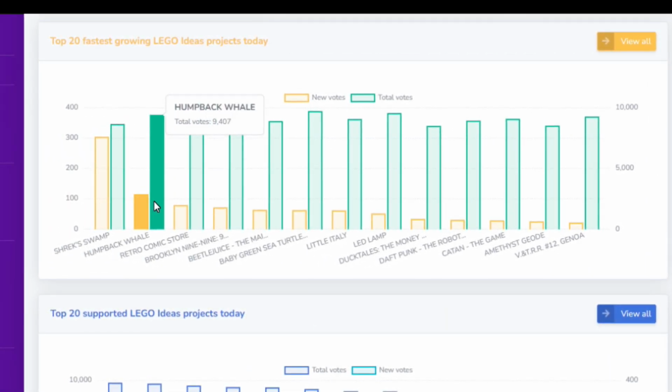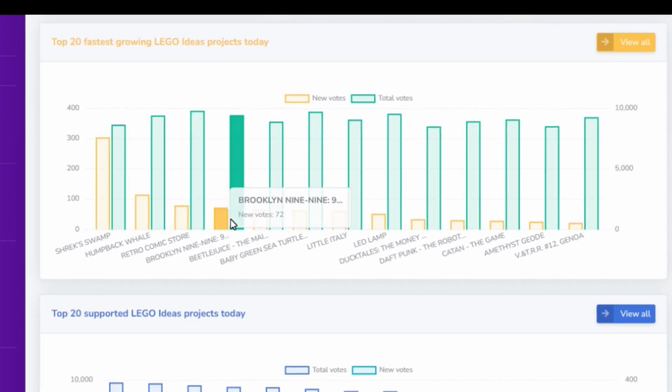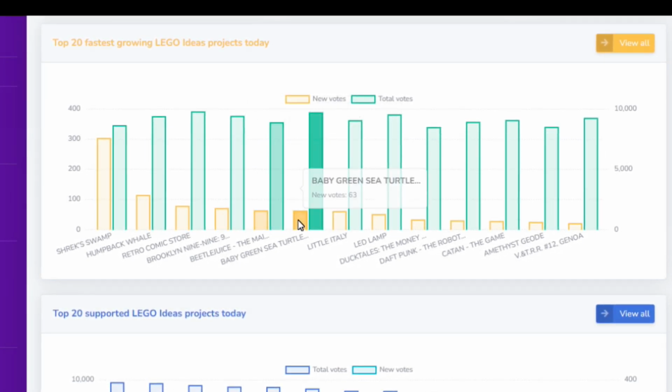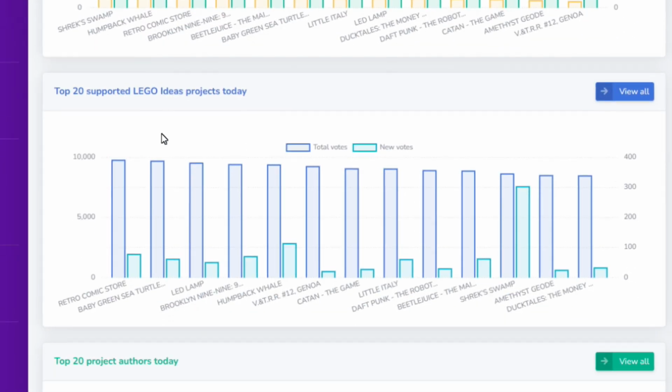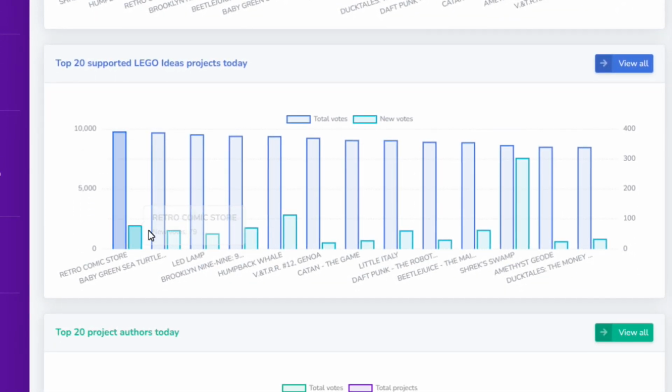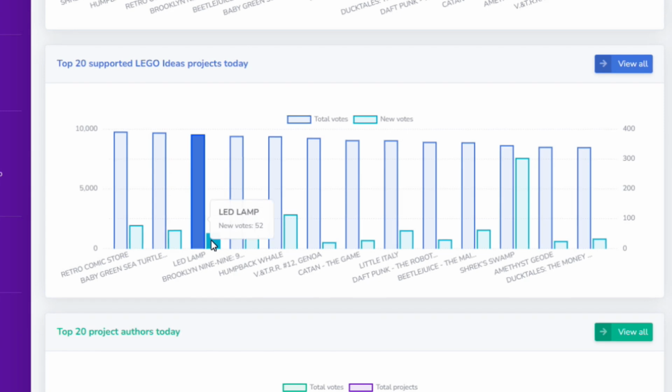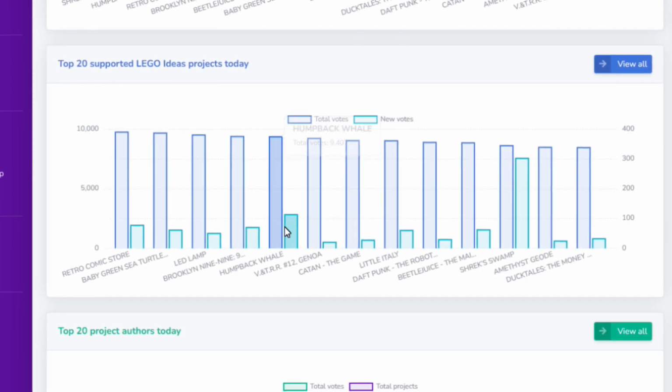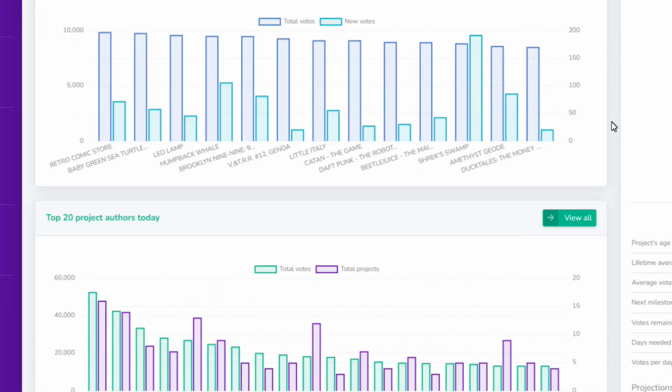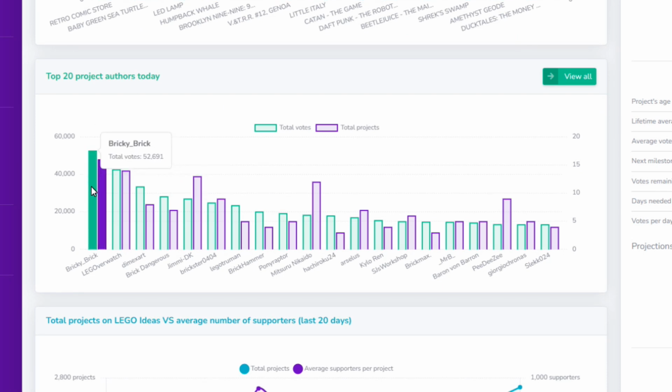This one shows which projects are growing fastest in the last 24 hours and how many votes they have in total. It can give you a good idea of what the next 10K project is going to be. Then we have the top 20 projects with most total votes, which are rarely the same ones as the fastest growing projects. There is also a chart for the authors of LEGO Ideas projects, showing who has the most projects and most votes between them.